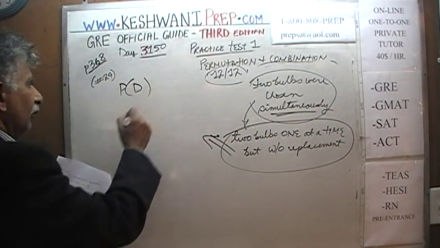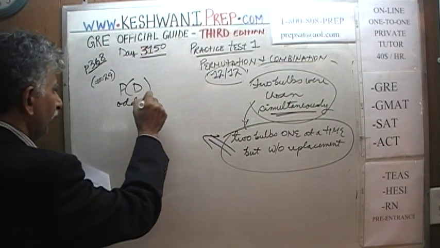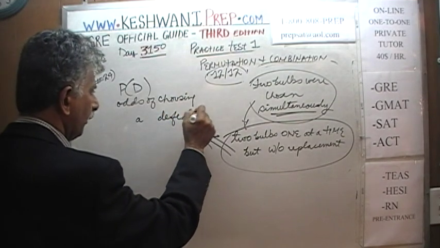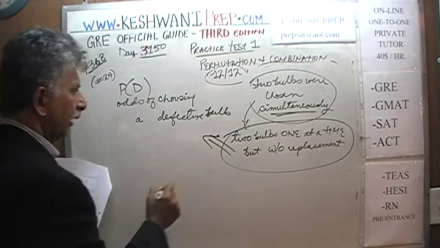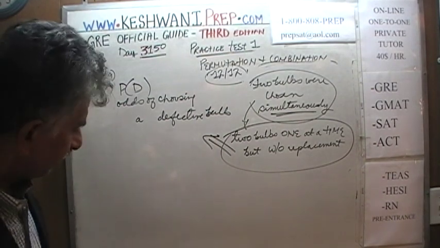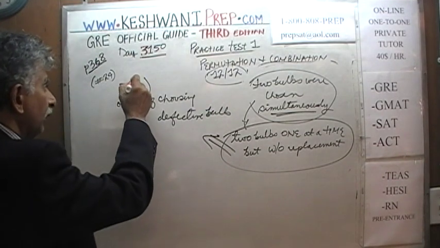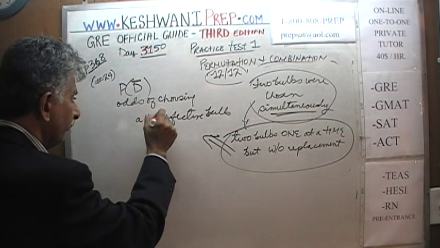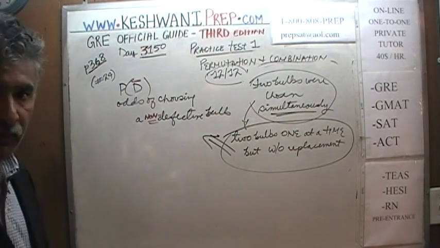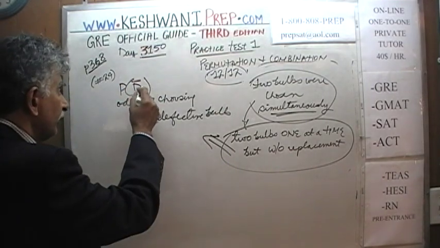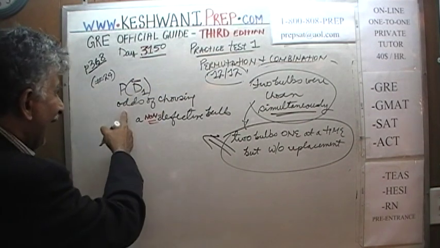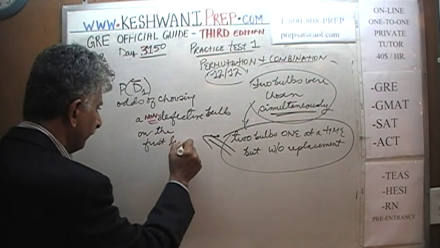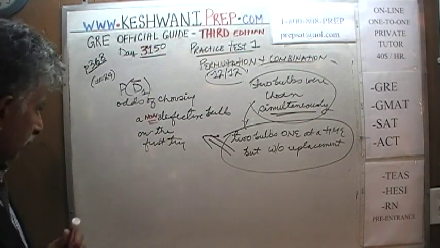So something like this would mean the odds of choosing a defective bulb. Probability of choosing a defective bulb. D for defective. If you put a bar on top of it, that would represent the probability of choosing a non-defective bulb, with the bar on the top. You with me so far? And then if you go on and put a subscript of 1, that will mean the odds of choosing a non-defective bulb on the first try. Are you with me? So that's that part.